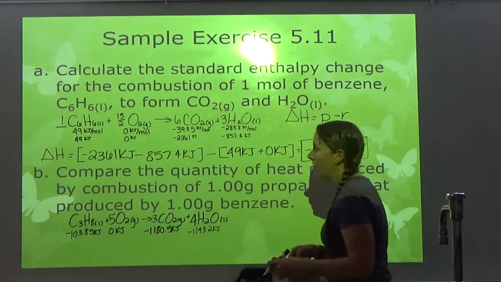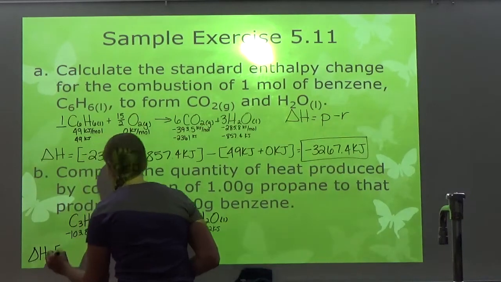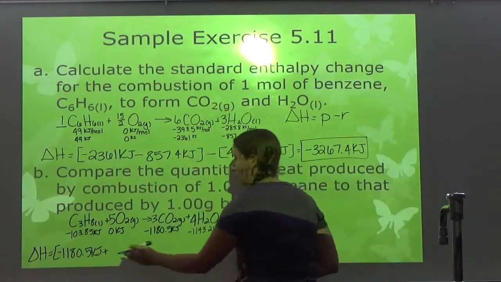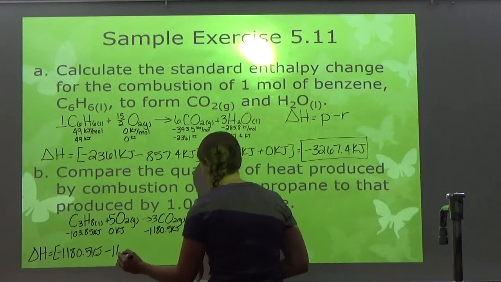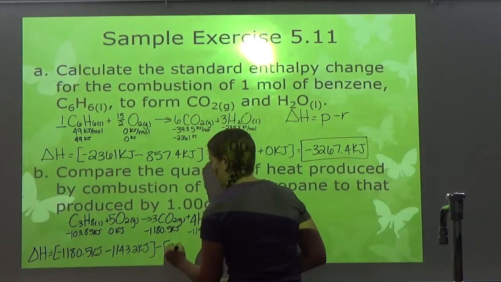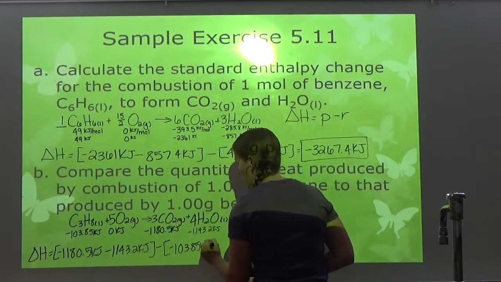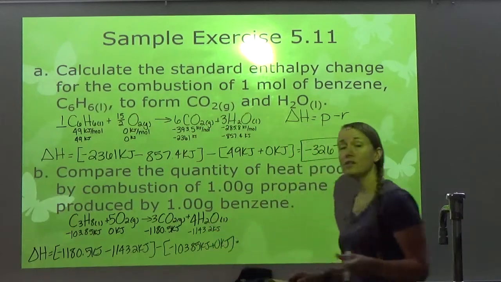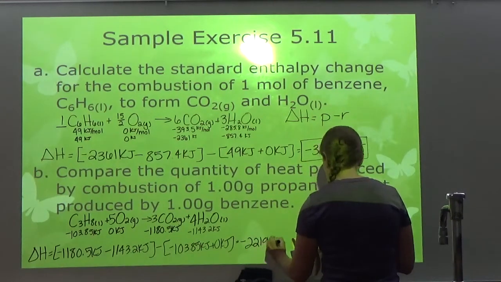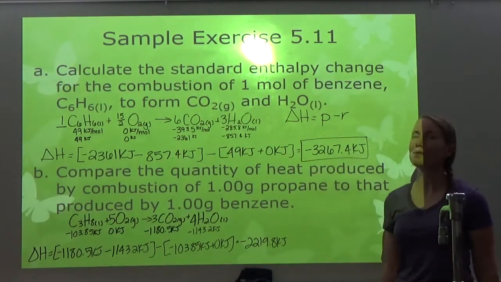All right, so once I have those, I'm ready to do my products minus reactants. So my delta H is my products. So I have the negative 1,180.5 kilojoules plus my, well, here I'll just change it to a subtraction because it's minus my 1,143.2 kilojoules, and then minus my reactants. So I have negative 103.85 kilojoules plus my 0 kilojoules. And like I said, most of y'all, you'll probably just leave off the 0. So for this, I get negative 2,219.8 kilojoules. See, the unfortunate thing is, at this point, you probably think, oh, well, good, I compared the two numbers. Boy, that was a long problem.